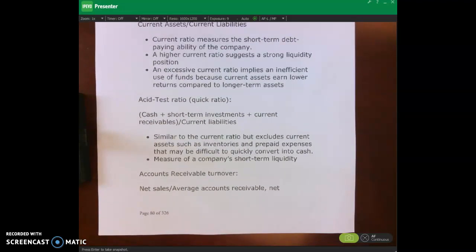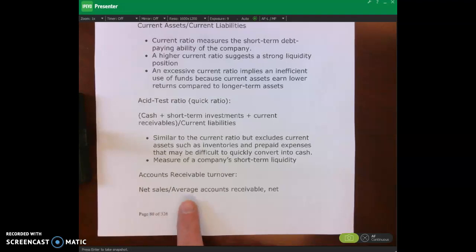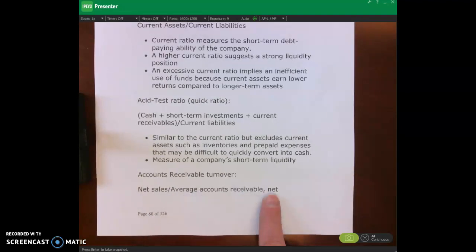One efficiency ratio is accounts receivable turnover, and the way that we calculate that is we take our net sales divided by our average accounts receivable, net. So after the allowance for doubtful accounts. Remember, this is after the allowance for doubtful accounts. Now, what do we mean by our average accounts receivable?